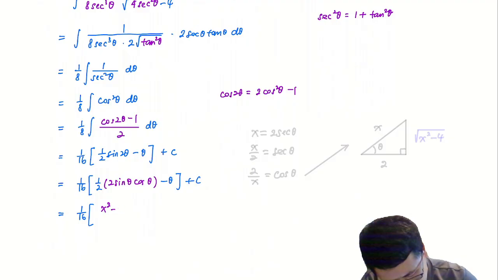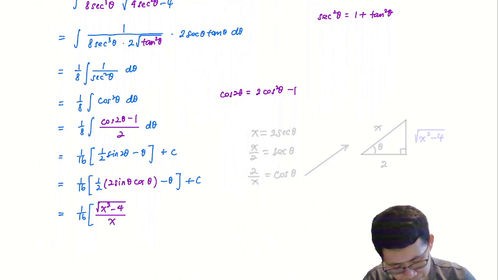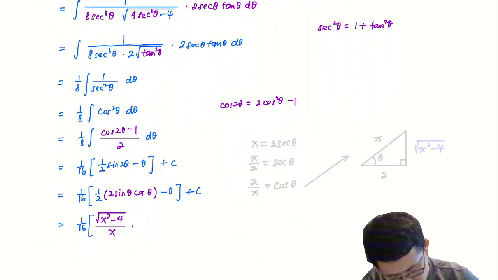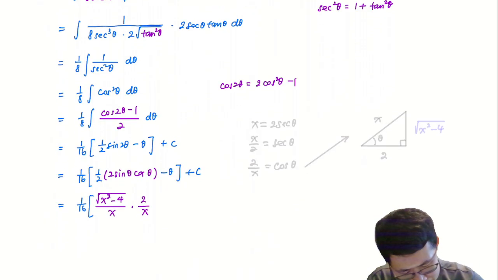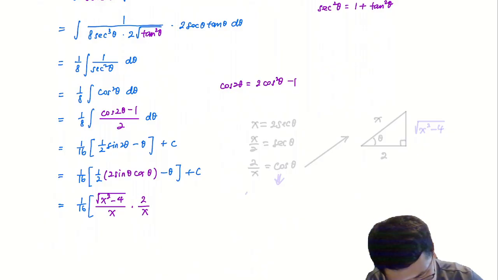X squared minus 4 square root, all over the hypotenuse x. Cosine theta is what we've got just now, 2 over x. And then for last but not least, the theta over here. Now this theta, we can actually get from here.